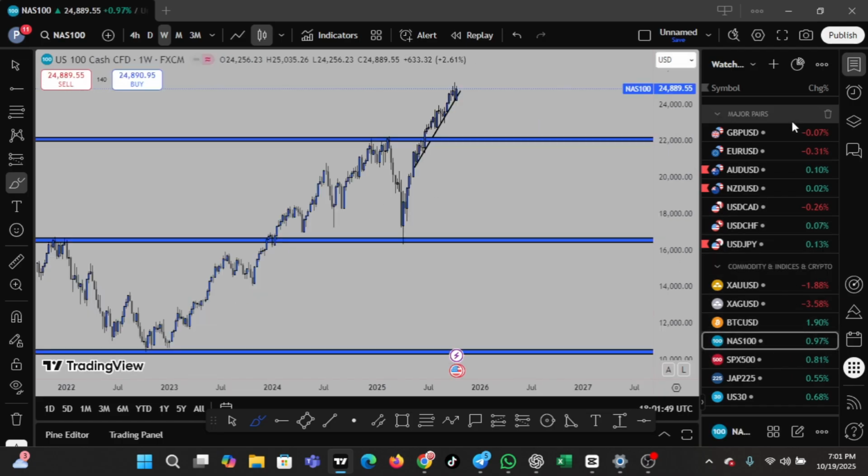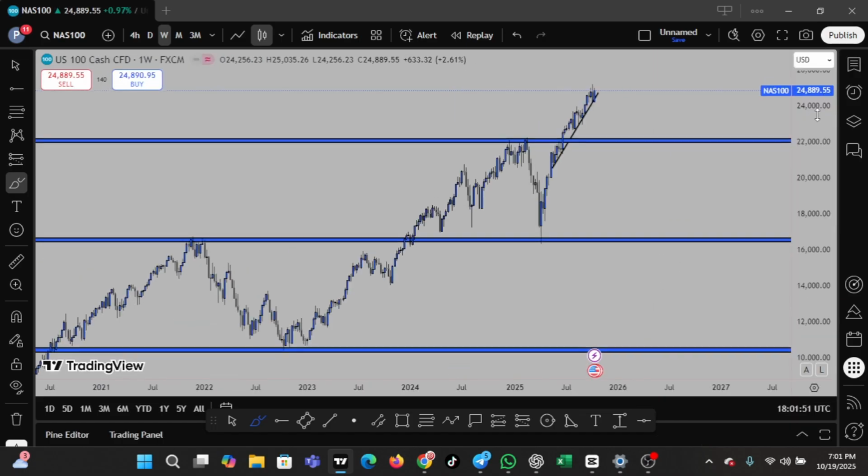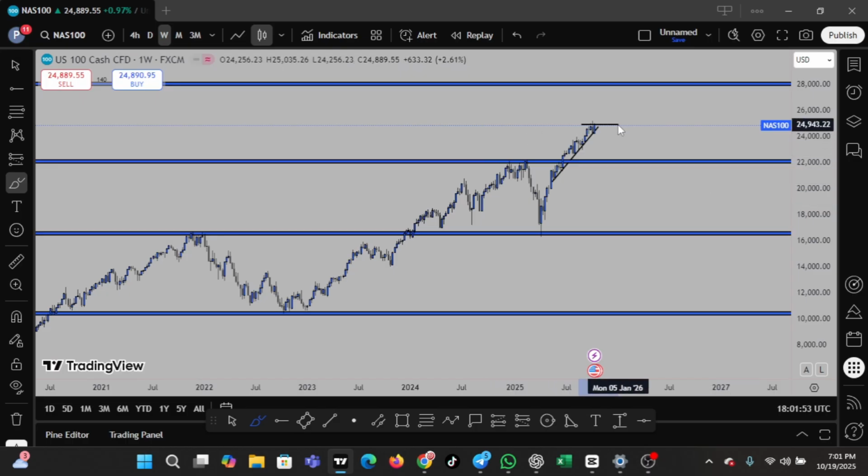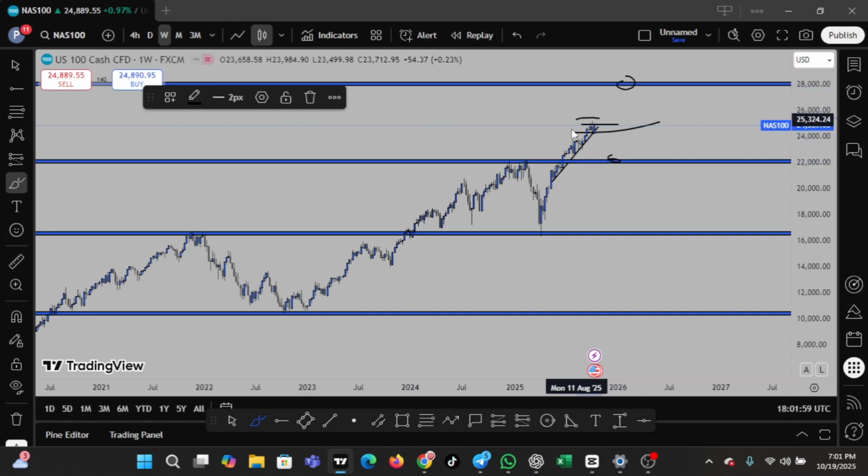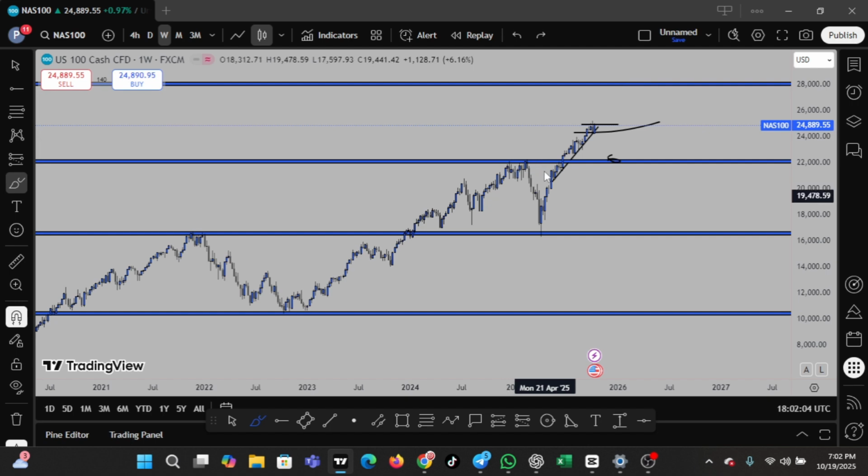Now if you look at the indices market, price is in the middle. I don't like trading in the middle. It's either I trade from here or I trade from here. If price just continues pushing up here, then I'm not interested. I have so much confidence when I trade from the starting point, or when I'm trading from a very strong base, not trading in the middle.